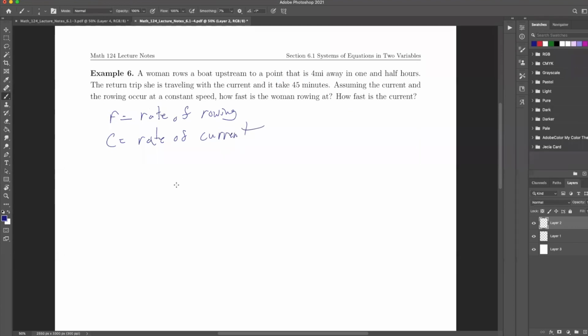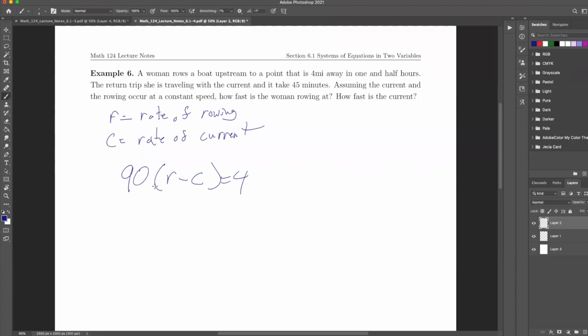And so let's write our little things. We're gonna put everything in minutes just to make our life easier. So 1.5 hours will be 90 minutes. So in 90 minutes, she's rowing, but she's going against the current. She makes it 4 miles, right? And I want to know miles per minute, I guess, right?